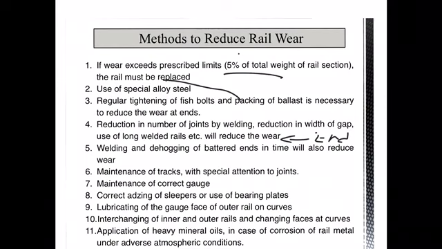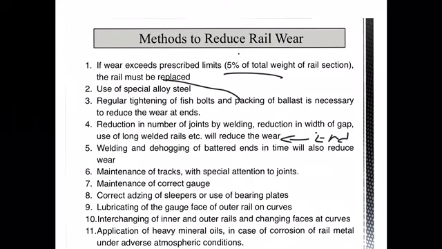And the lubricating oil is used on the gauge face on the outer rail on the curve, where the chances of occurrence of the wear are more. And also on curves, interchange the inner and outer rails frequently, so that there is a change of face at the curves. And the last option is the application of heavy mineral oil, especially in the case where corrosion of the rail is expected under the adverse action of atmospheric conditions. So apply the heavy mineral oil, so we can reduce the rail wear.